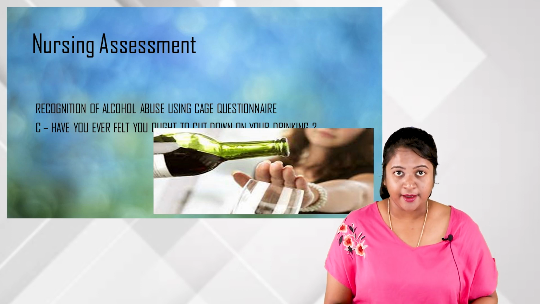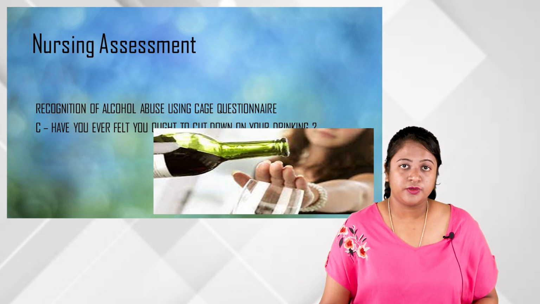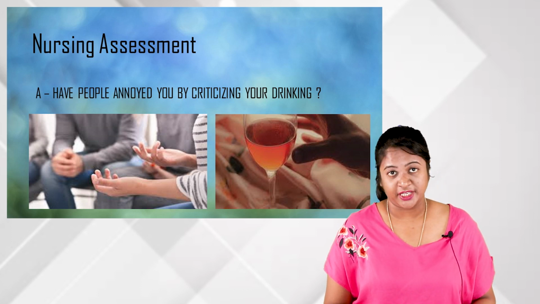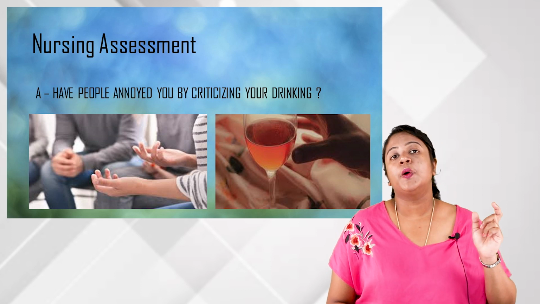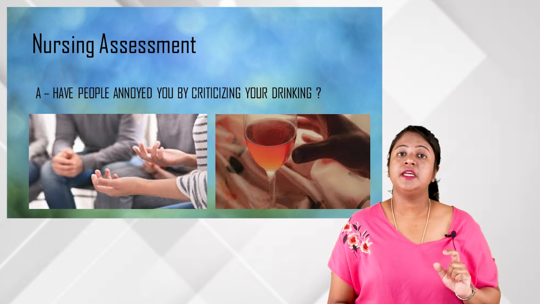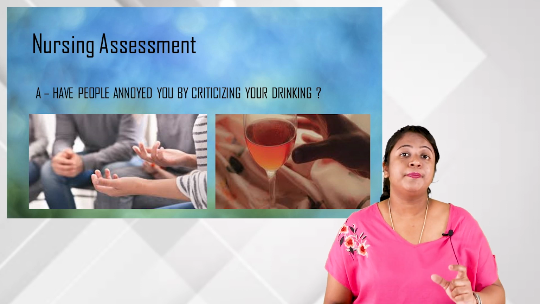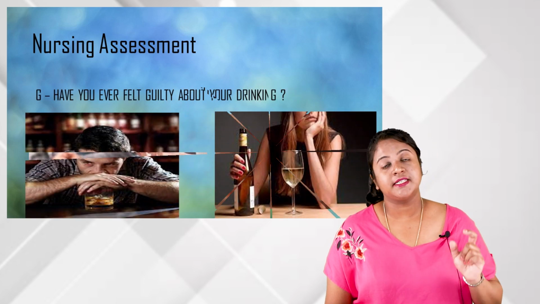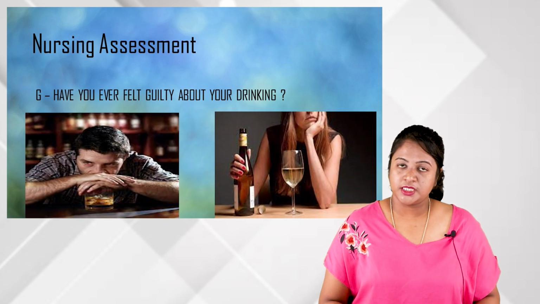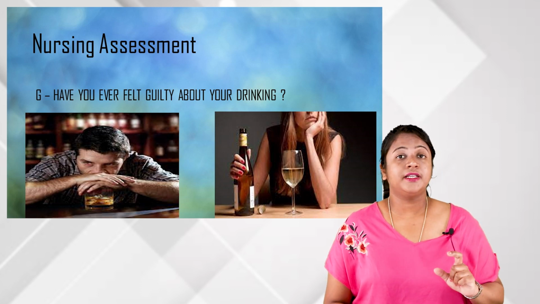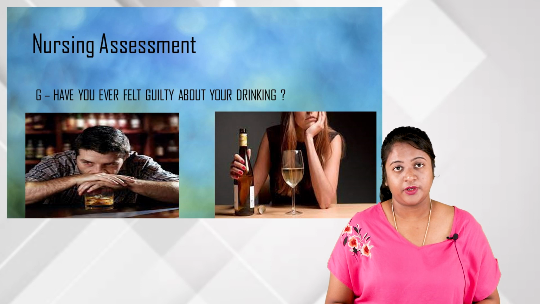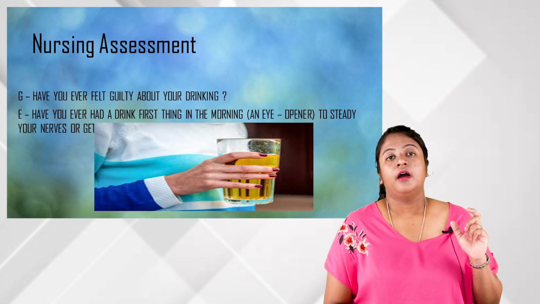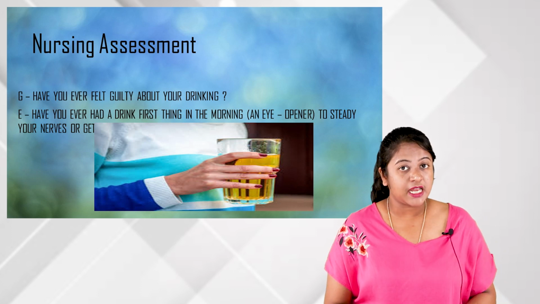The next one is A. What are the questions you're going to ask? Have people annoyed you by criticizing your habit of drinking? So A is related to annoying. Has the client ever been annoyed by people's reaction to the behavior of drinking? Next is G. You're going to ask the client, have you ever felt guilty about drinking? Next is E. You're going to ask, have you ever had a drink first thing in the morning as an eye opener?